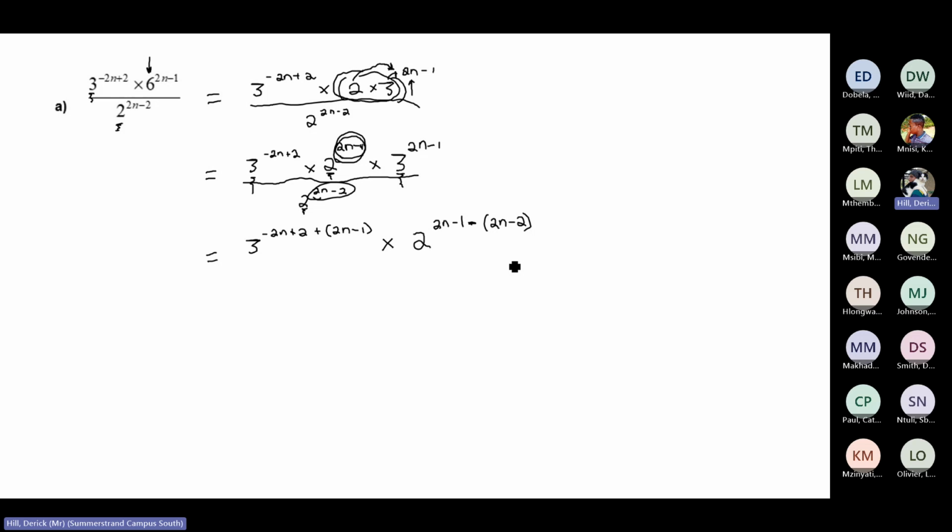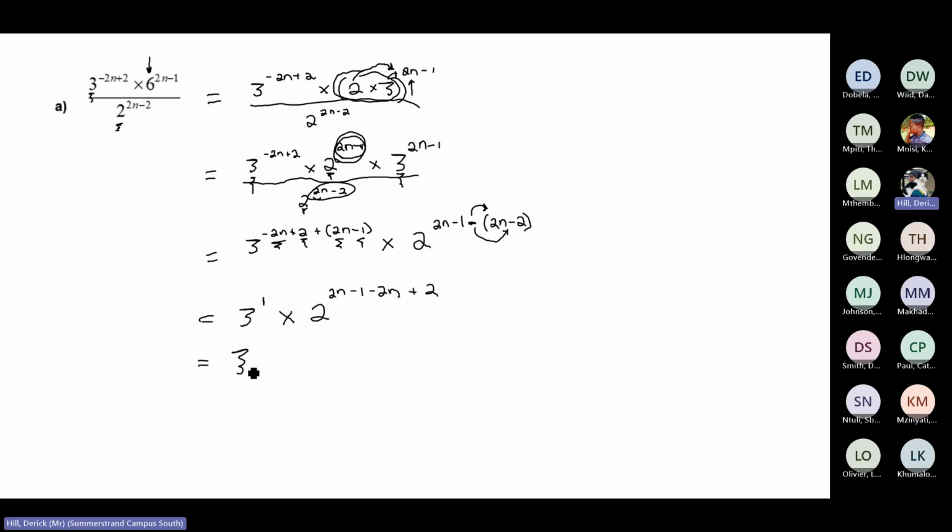Now all that's left to do is simplify this. So I've got 3 to the power of minus 2n minus 2n plus 2n, which will give me 0n. And then I have plus 2 minus 1, which will give me 1. So I have 3 to the power of 1, which is just 3. Multiply that. Now first we have to take account of this subtraction. So that's going to be 2 to the power of 2n minus 1 minus 2n minus minus 2, which will give me a plus 2.